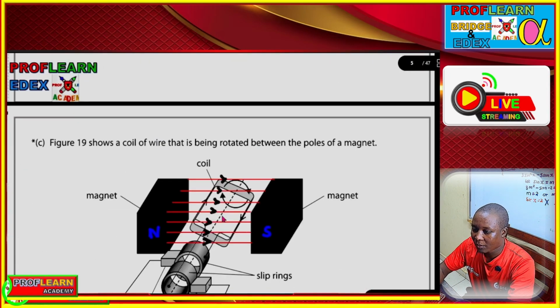Is going to be when it's moving perpendicularly. Cook Monster, this is Edexcel, not AQA.